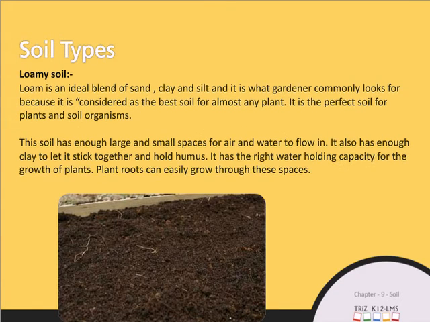Loamy soil. Loam is an ideal blend of sand, clay and silt, and it is what gardeners commonly look for because it is considered the best soil for almost any plant. It is the perfect soil for plants and soil organisms. This soil has enough large and small spaces for air and water to flow in. It also has enough clay to let it stick together and hold humus. It has the right water holding capacity for the growth of plants. Plant roots can easily grow through these spaces.